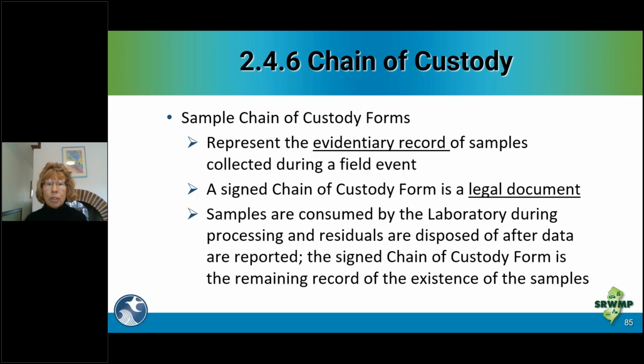Chain of custody is actually a record of the samples collected during that field event. The form itself, signed, becomes a legal document. Remember, samples are consumed by the laboratory during processing, and residuals are disposed of after final data are reported. The signed chain of custody form is the remaining record of the existence of those samples. It's so important to be accurate and specific and understand that this becomes part of the evidentiary record of that project. Next slide.